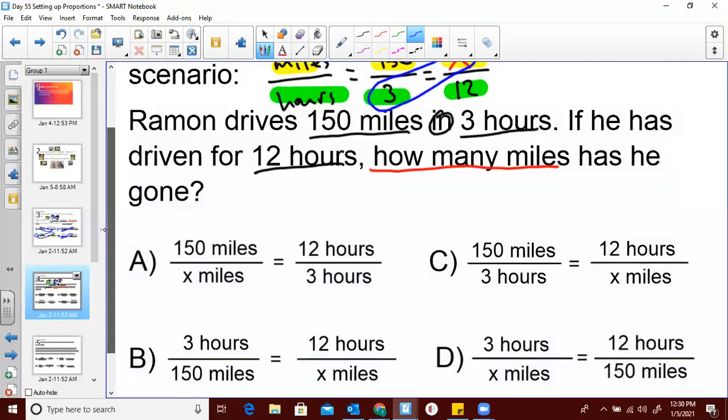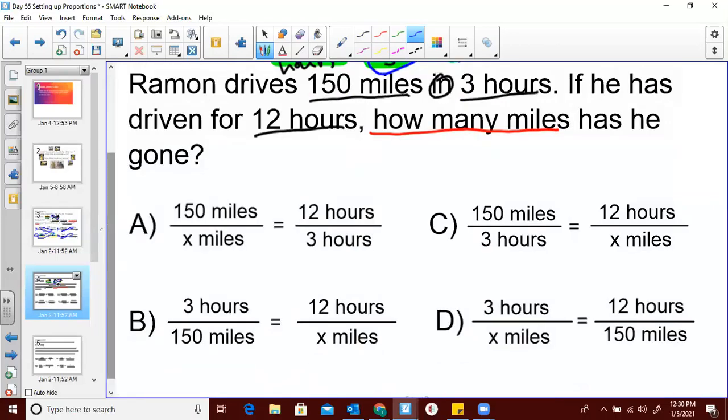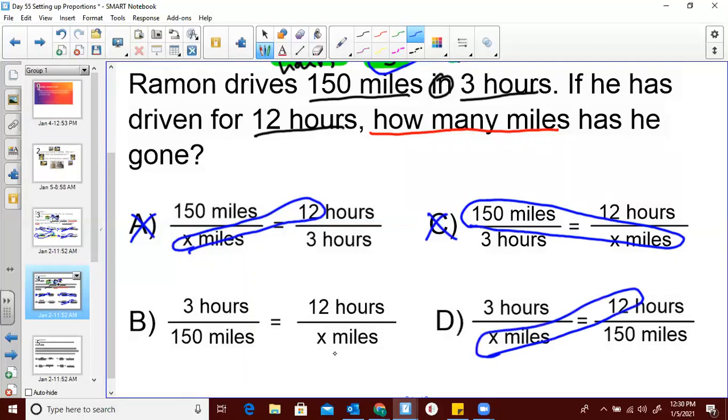All right, so let's come down here and look for where X and 3 match up. Well, for A, X and 12 is no good. C is 150 and X, so that's no good. D is again 12 and X, that's no good.